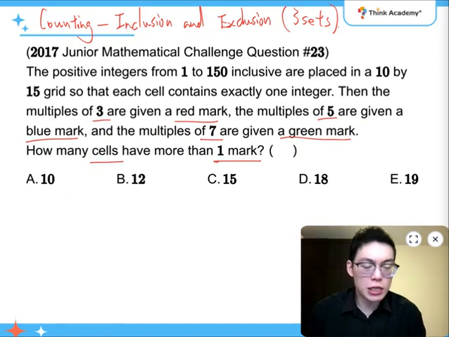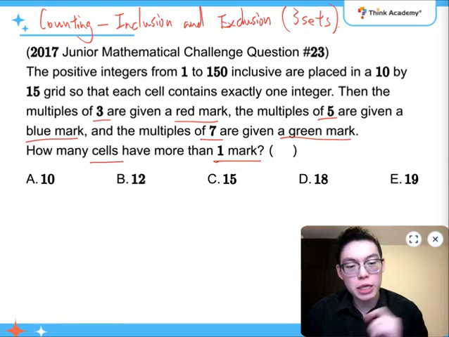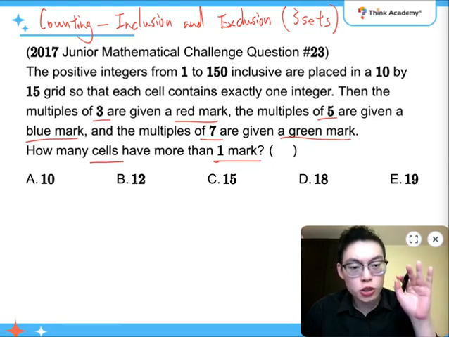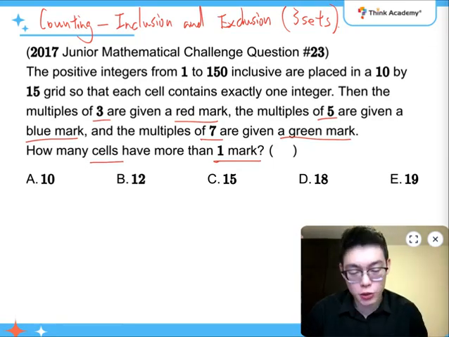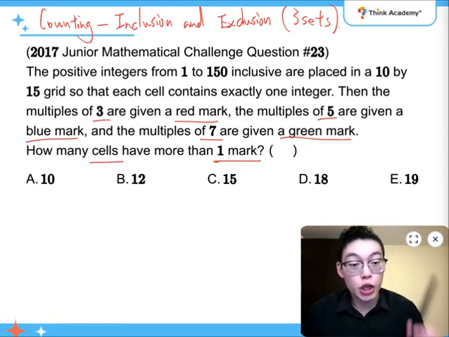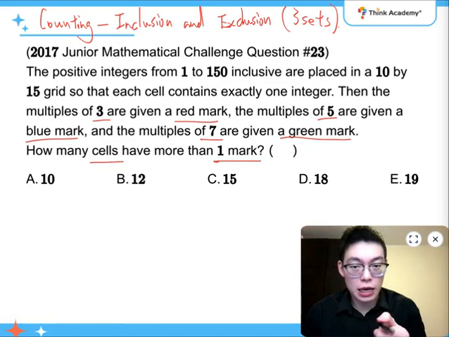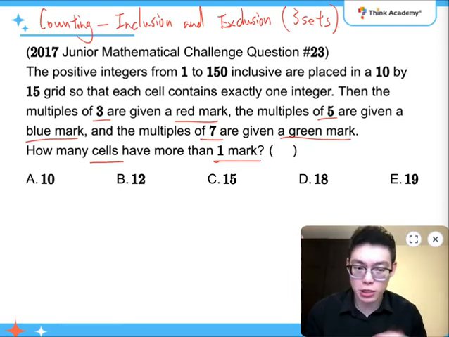What is this question asking? It is actually asking you how many numbers have more than or equal to 2 factors of 3, 5, and 7. So it means that these cells with more than 1 mark, the numbers in there must contain at least 2 of these 3, 5, or 7 as their factors. So it is about factors and multiples in a sense.